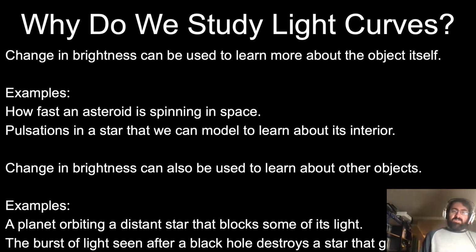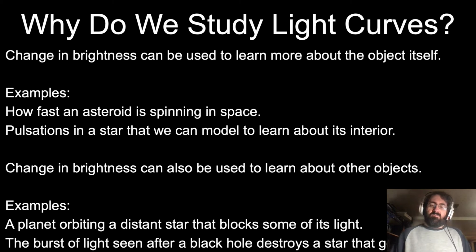Why do we want to study light curves in astronomy? Well, when an object changes in brightness, we can use that to learn more about the object itself. So some examples are we can measure how fast an asteroid is spinning by watching how its brightness changes over time as it rotates different parts of it in and out of our view. Another example might be pulsations in stars, where we can model and measure how stars change in brightness over time, and that can indicate changes in the star's physics or internal structure or atmosphere.